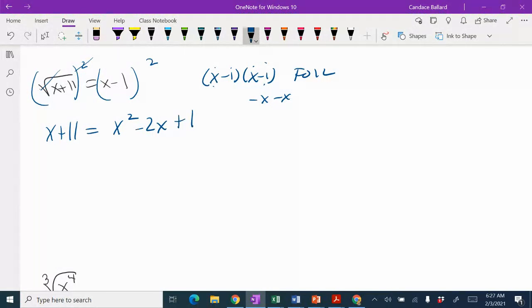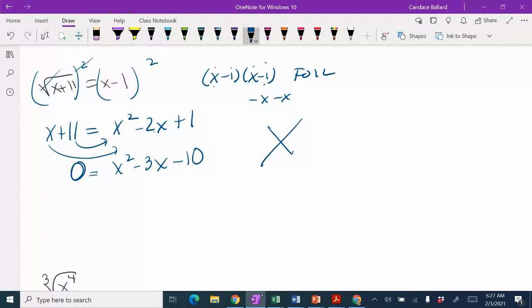I ended up with a quadratic, which means I need to get it equal to 0 to solve. So I'm going to bring this x over to the other side. When I do that, I've got 2x minus x would give me negative 3x. I'm going to bring over the 11, so 1 minus 11 would be negative 10. And now I'm equal to 0.